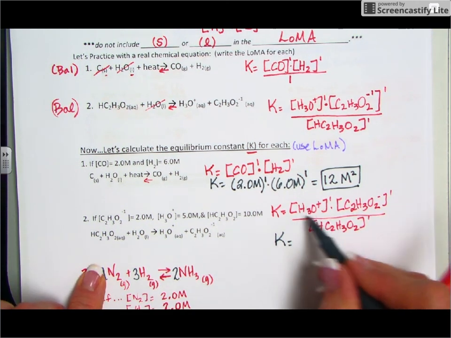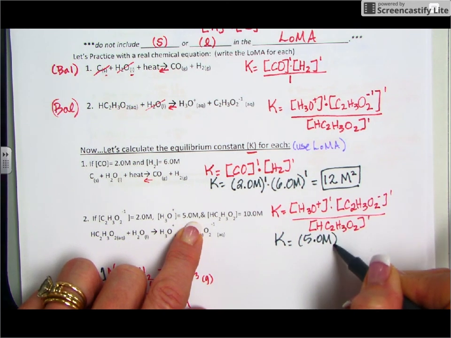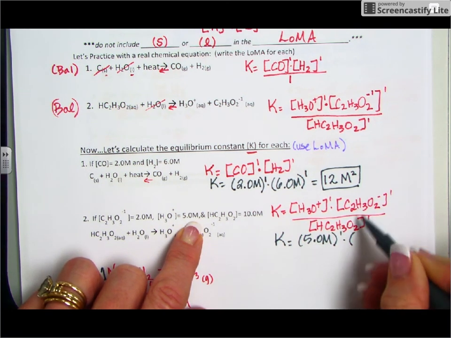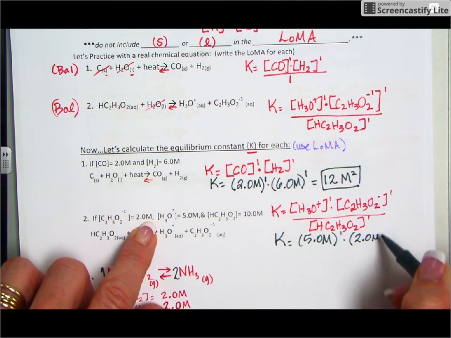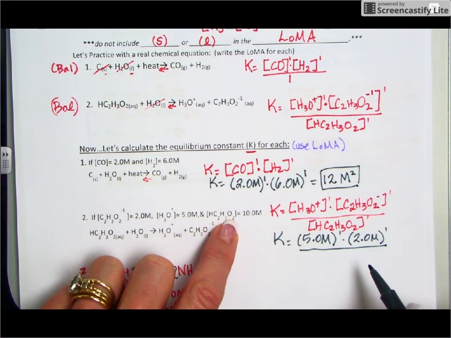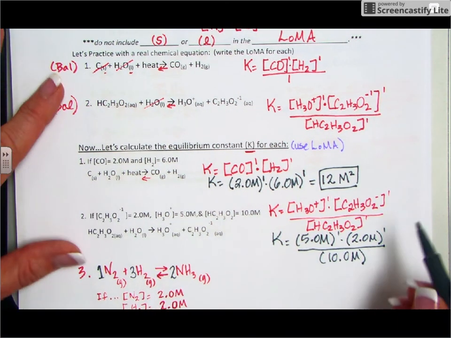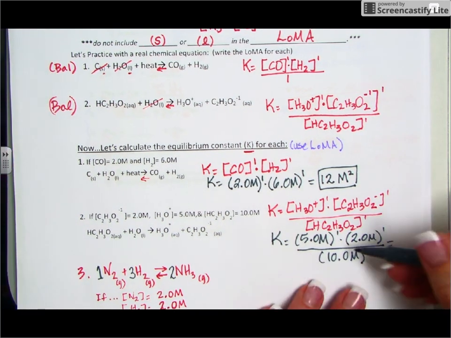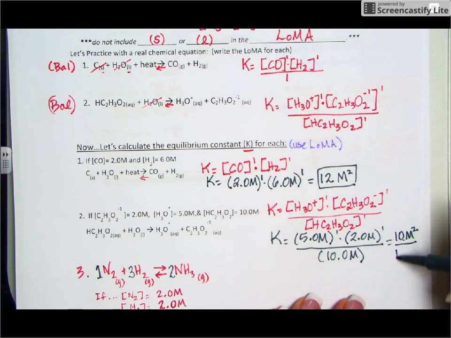They gave us hydronium ion concentration was 5.0 molar. And for the acetate ion concentration, that was 2.0 molar to the first power. And then the concentration of the acetic acid was 10.0 molar. So we basically just do the math. 5 times 2 is 10, and that will be molarity squared. Need 2 sig figs there. And then we have 10 divided by 10.